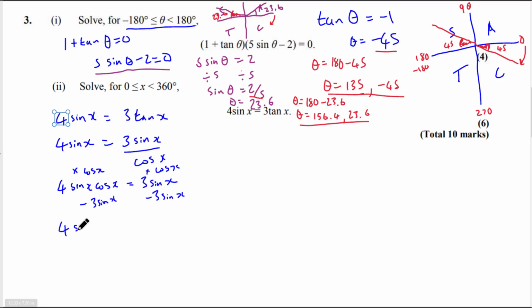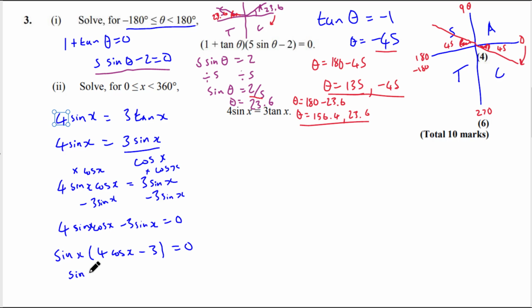So what we get here is 4 sine x cos x minus 3 sine x equals 0. And you know, oh, this looks quite difficult to do, but what can we do, like in other questions? We can factorise this and take sine x out. So we take sine x out, then put in 4 cos x minus 3 equals 0.